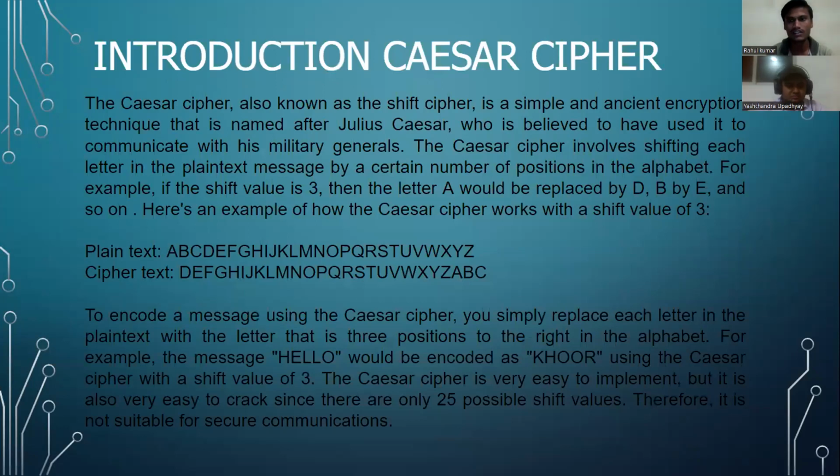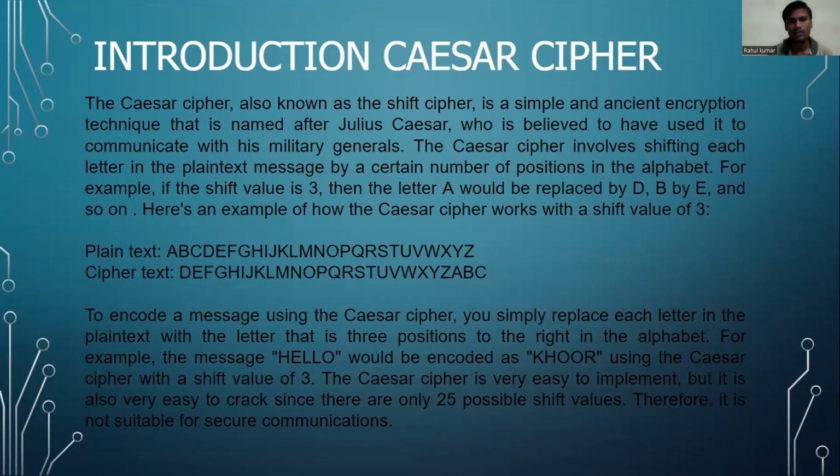The next slide is the introduction to Caesar Cipher. Caesar Cipher is an encryption technique that is named after Julius Caesar, who is believed to have used it to communicate with his military generals. The Cipher involves shifting each letter in the plain text message by a certain number of positions in the alphabet.